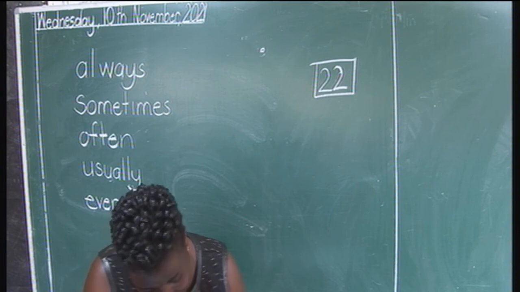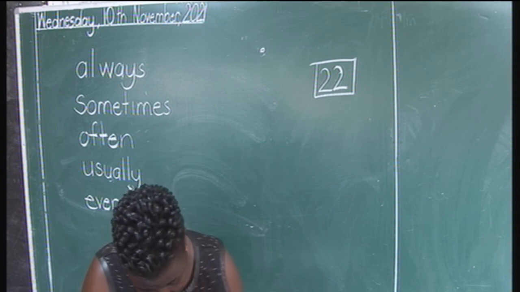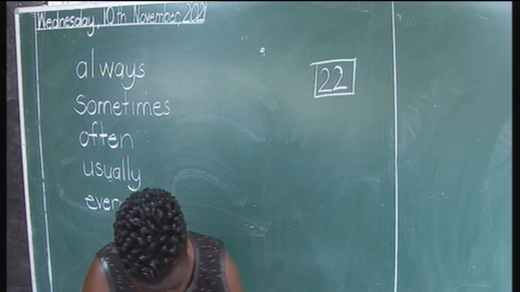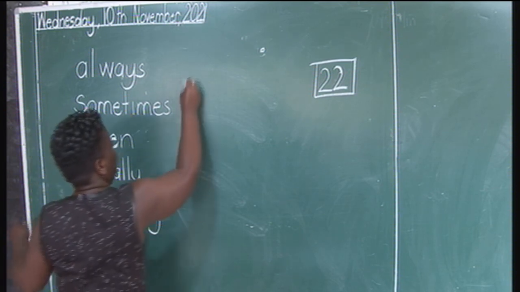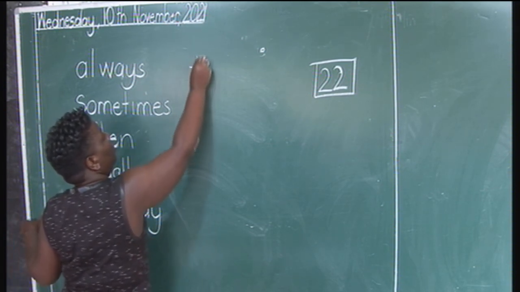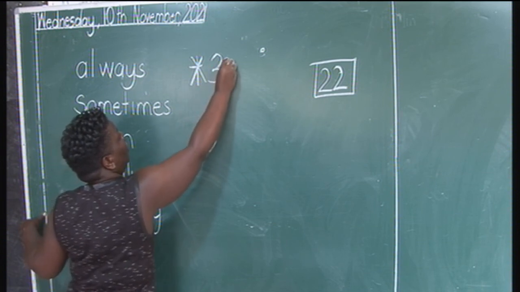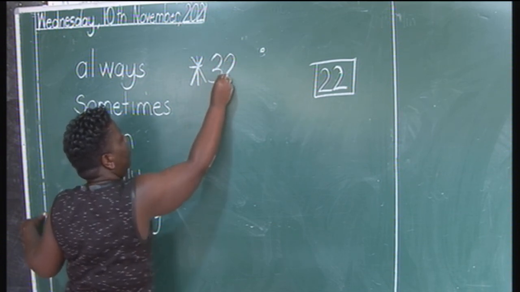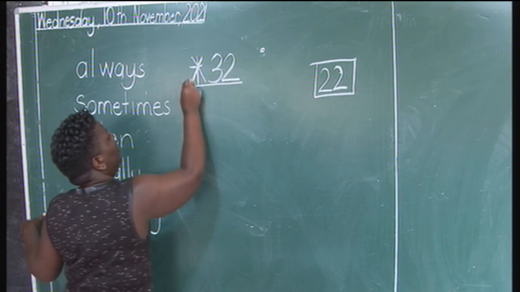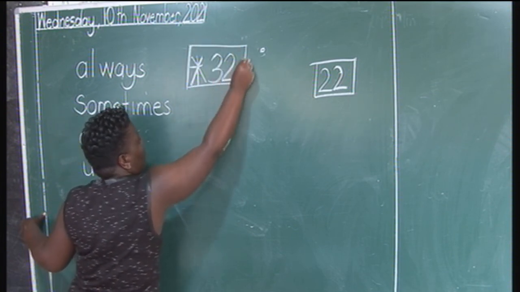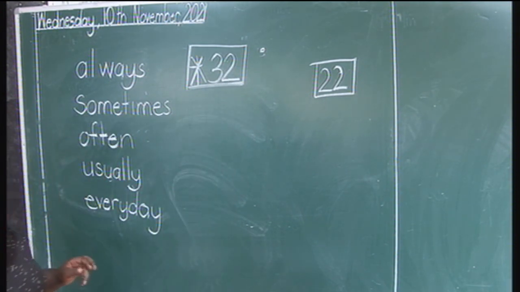So children, we are going to answer questions, we are going to write the work up to page 32. Everyone put a star on page 32. There are some people who don't want to put page numbers, and they end up leaving the work undone. So the page number is 32. Make sure you write up to page 32.